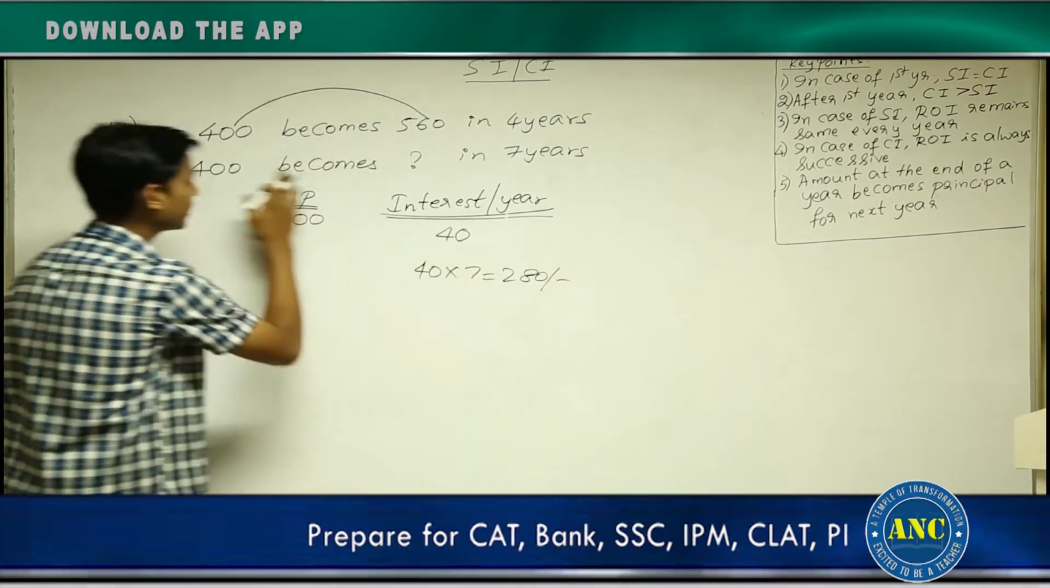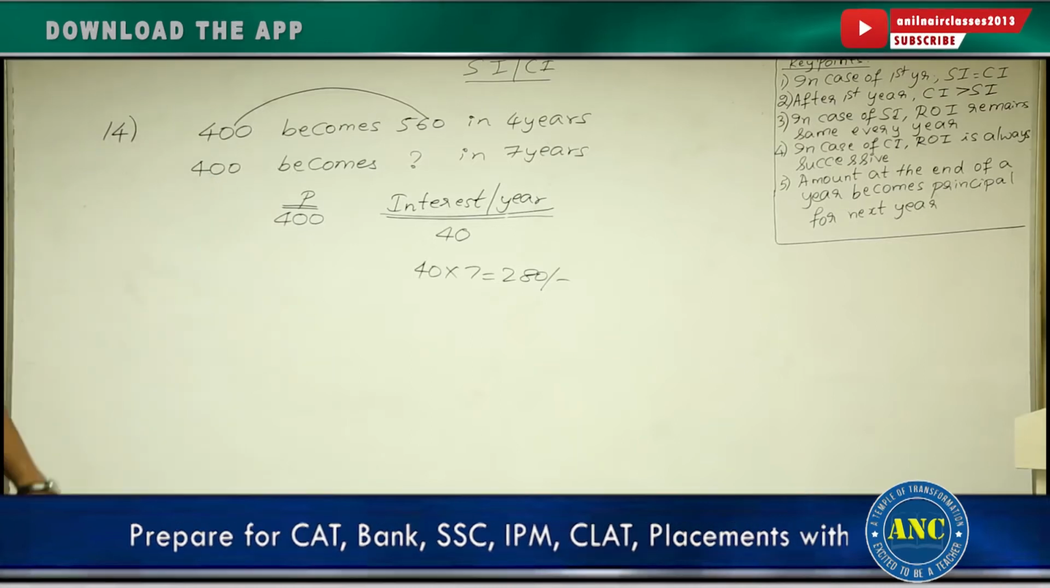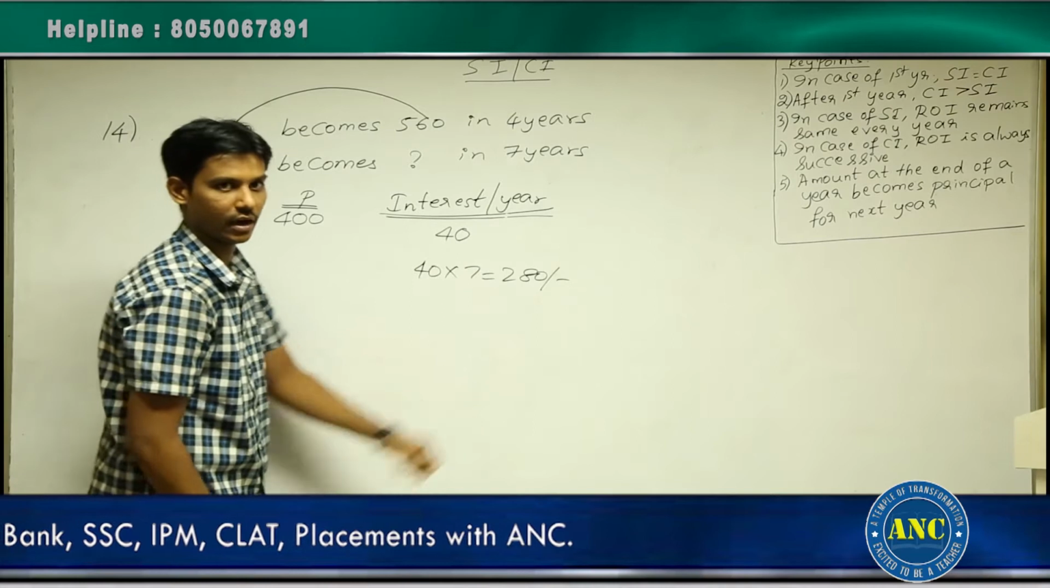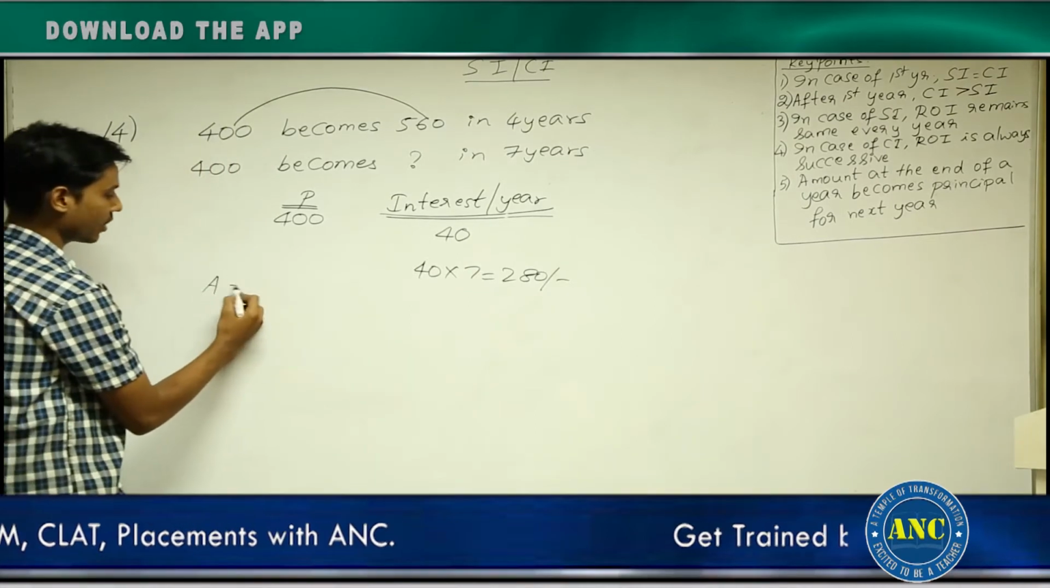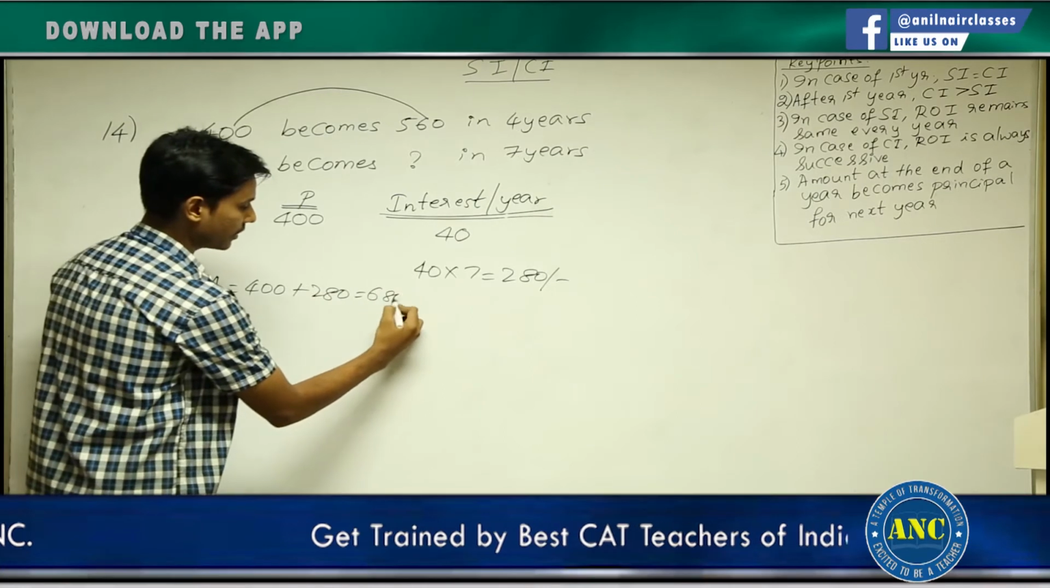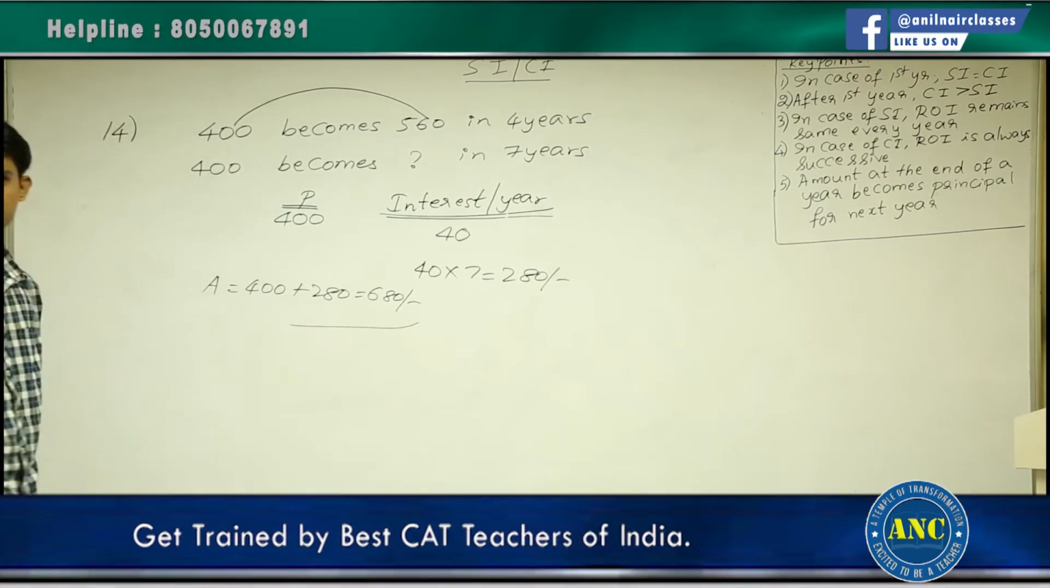And they are telling it is the same value I took from you initially. Initially I took 400 rupees from you, and I am giving you 280 rupees extra. How much will I give you totally? 400 plus 280. Answer is 680. Clear, sir?